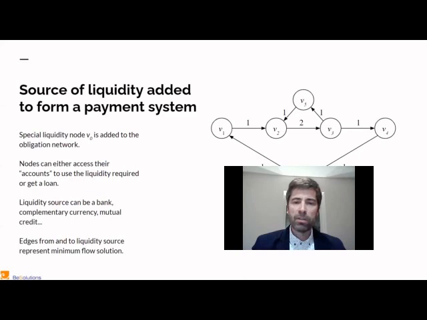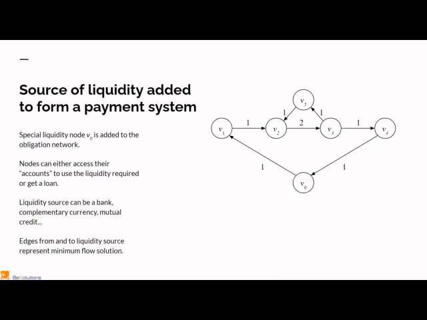So let's look at how this goes. We add to the obligation network a special node. I call it a liquidity source. This node has the property that it can hold accounts for all the firms in the obligation network. Here V0, as a liquidity source, holds one unit for the company V1. And when the transactions go through, this one unit will come back to the liquidity source. So basically what happens in the payment system is everything is coming back.